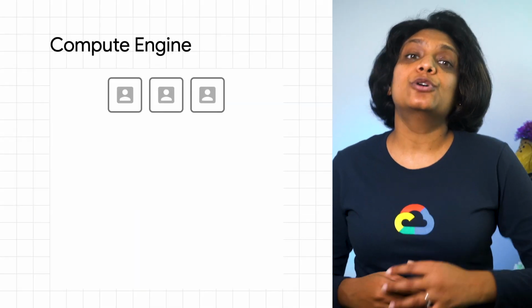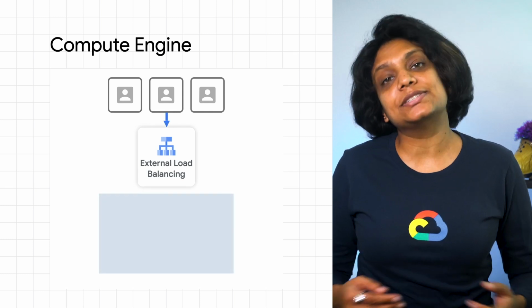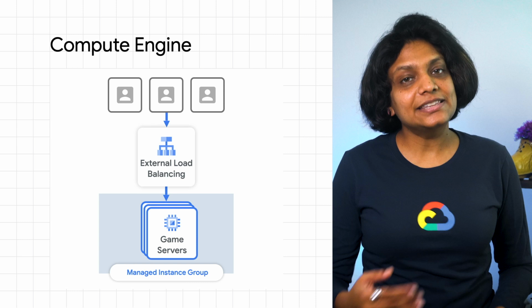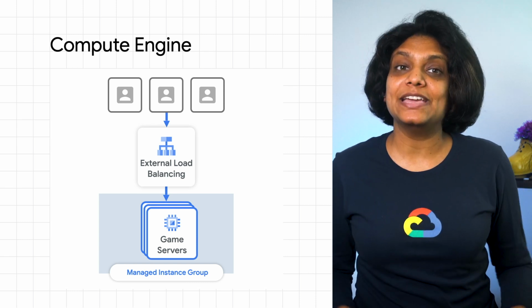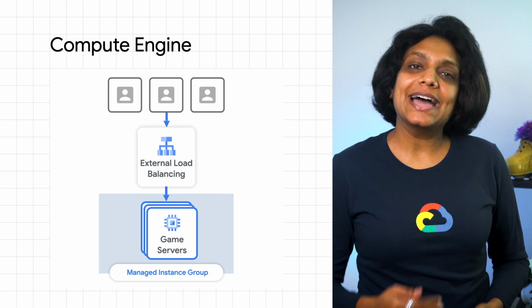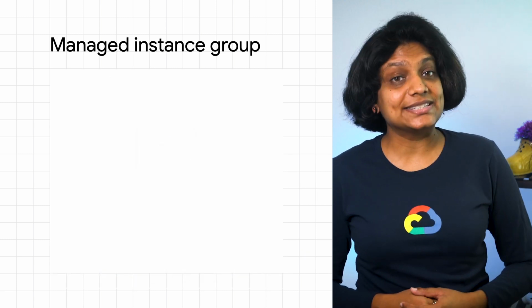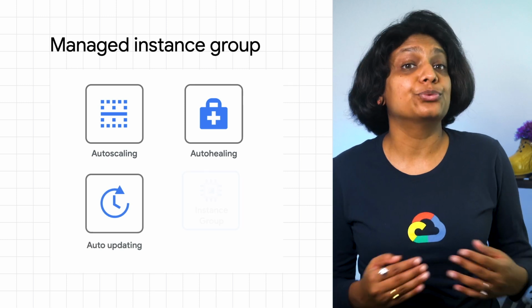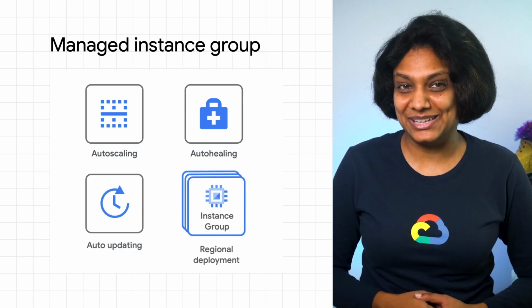They should use a global load balancer and managed instance groups to scale and distribute the traffic automatically. This keeps the operations team happy and the users satisfied with great performance. Managed instance groups provide features such as auto-scaling, auto-healing, auto-updating, and regional multiple zone deployments.